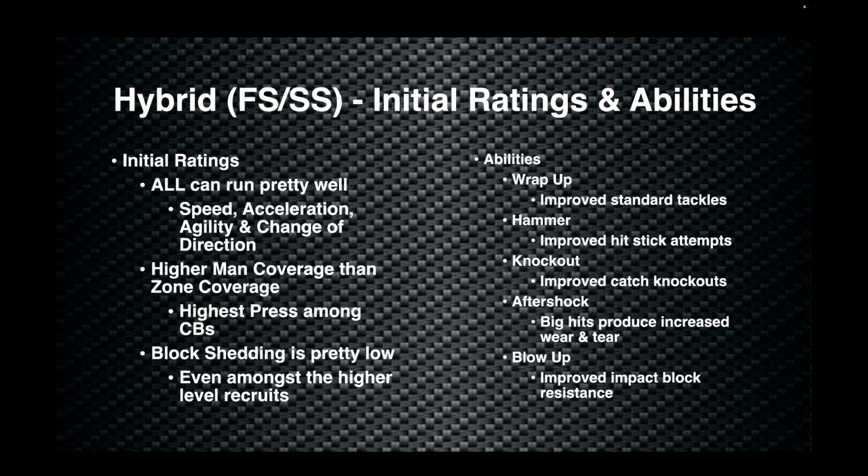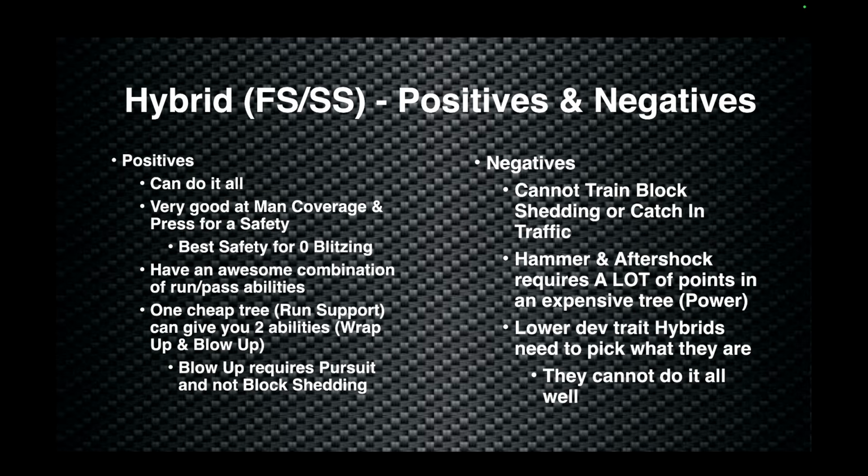So you think about what they have there. They've got wrap up, which is a run ability. They've got knockout, which is a pass ability. They've got blow up, which is a run ability. And then they have hammer and aftershock, which are kind of both. They are hitting abilities, but they've got a cool combination of both of those there. Now, one cheap tree, the run support tree, can give you two abilities, wrap up and blow up. Now, remember for them, blow up requires pursuit and not block shedding.